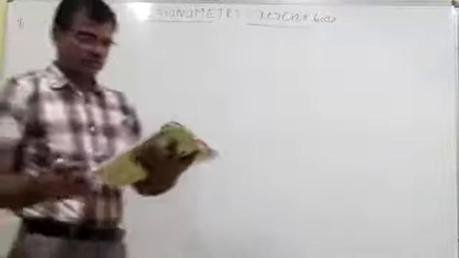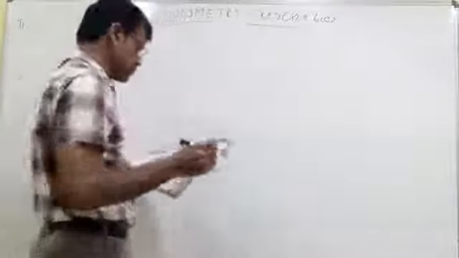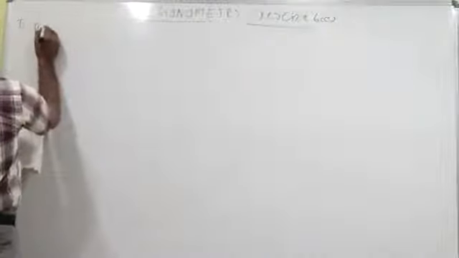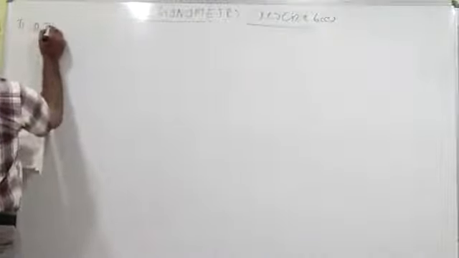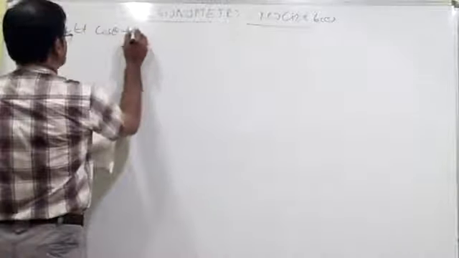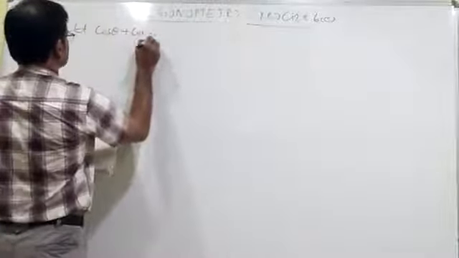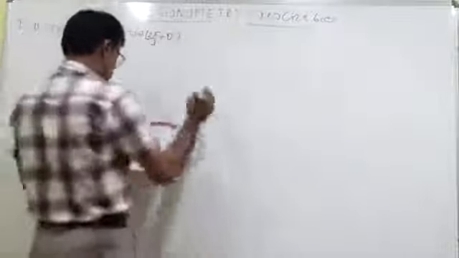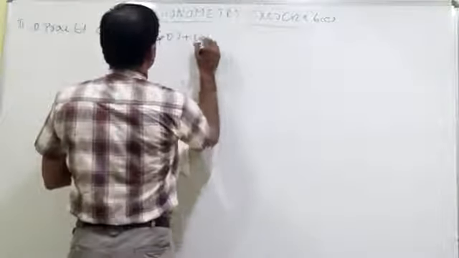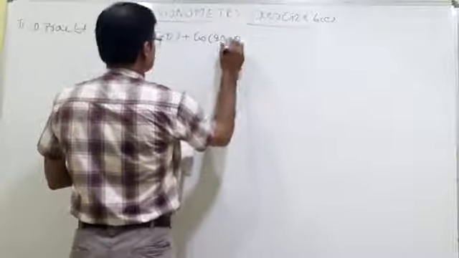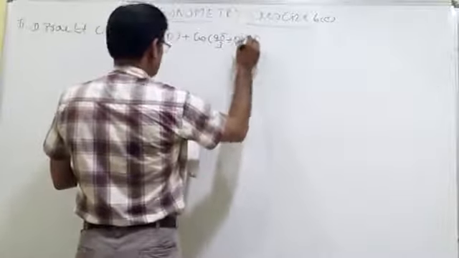This question is in objective homework, level 1 homework. Further, in the objective we can apply a shortcut for this question, but here we should not apply a shortcut. Prove that cos theta plus cos of 2 pi by 3 plus theta plus cos of 4 pi by 3 plus theta is equal to 0.